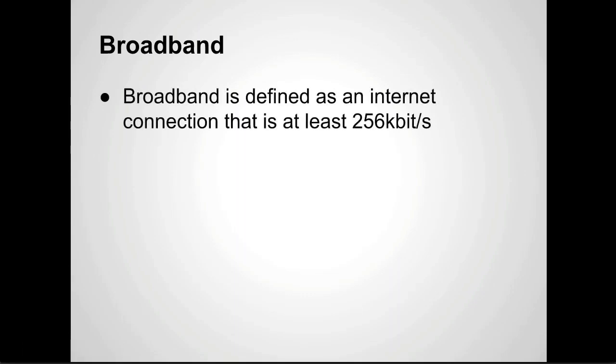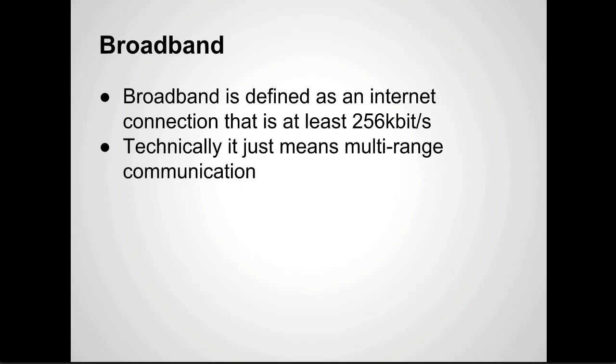So broadband, as they call it, broadband internet, is basically defined as an internet connection that's at least 256 kilobits per second. Broadband basically just means that it's a multi-range communication, covering a wide signal range, as opposed to a narrow band, which would be like a single frequency. It's not really that important.